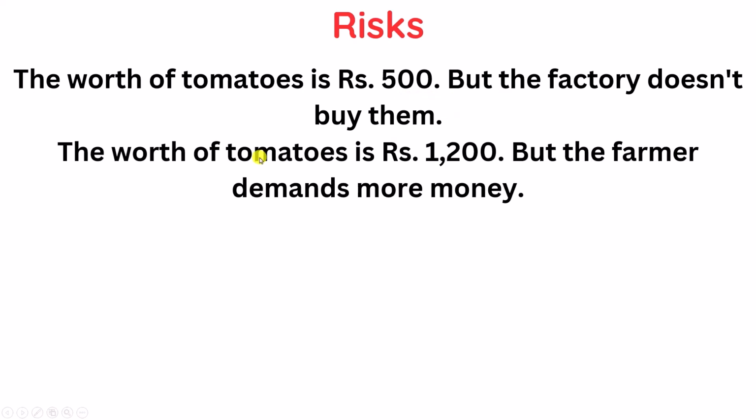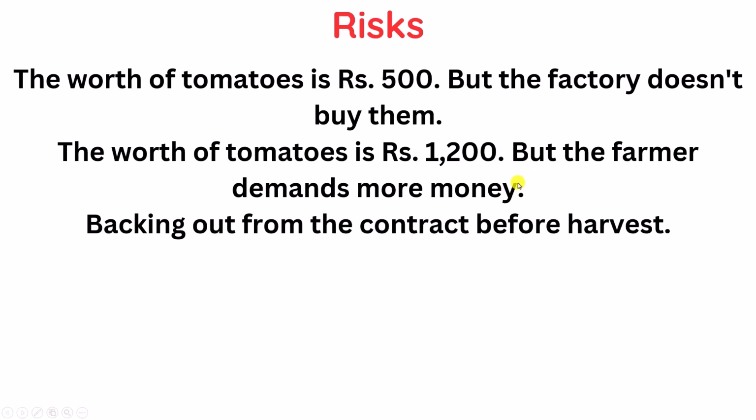Or the worth of tomatoes is 1200, and so the farmer asks for more money from the factory. So the farmer says, okay, the worth is 1200, I am not willing to sell at 700, so I want more money. Okay. So this is what the farmer can say. Once again, this is a risk.